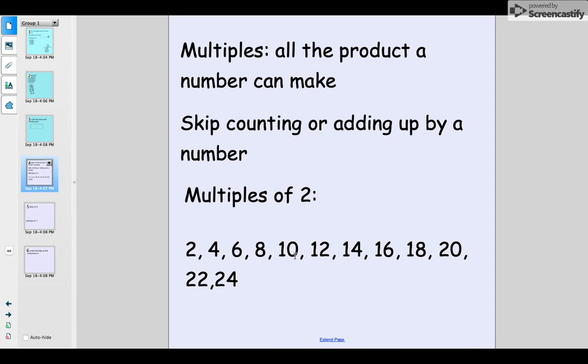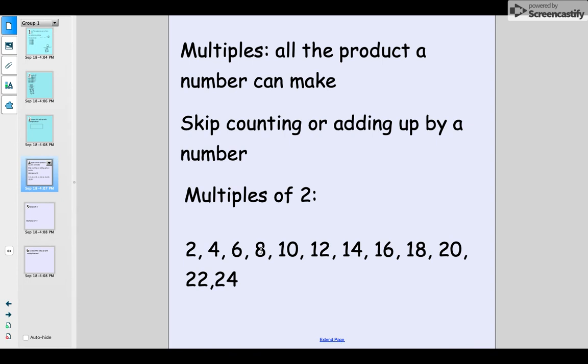Here's how it helps with multiplication. Since addition is the same as multiplication, because multiplication is repeated addition, this can help me find facts. So say I want to know what 2 times 4 is. Well, I can count 1, 2, 3, 4. And sure enough, 2 times 4 is 8.